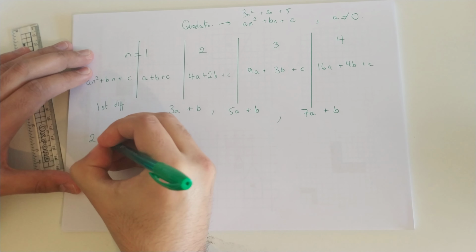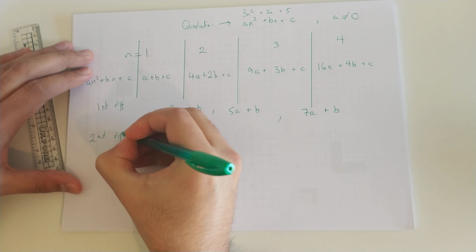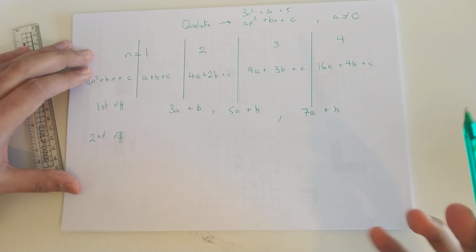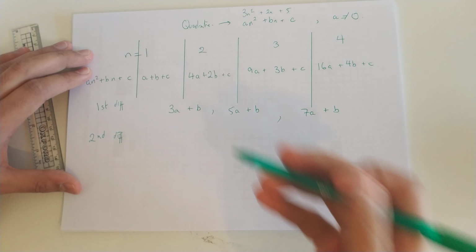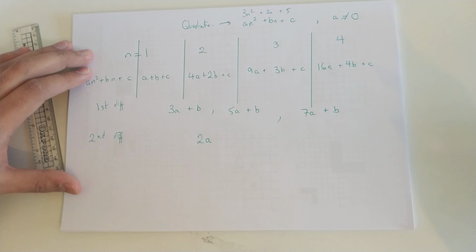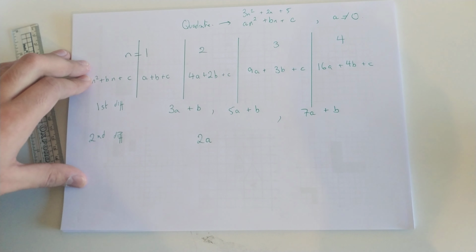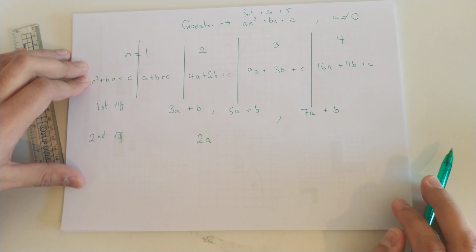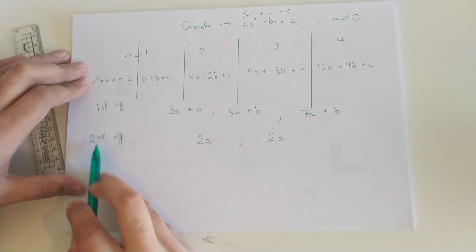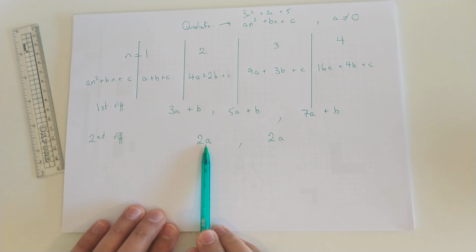So the second difference, that's going to be the differences between these first differences. So 5a plus b take away 3a plus b, that's going to be 2a. The b's are going to cancel, just like how the c's cancelled up there. Now here, 7a plus b take away 5a plus b, that's just going to again be 2a. So the second difference is just going to be 2a in this case and 2a.